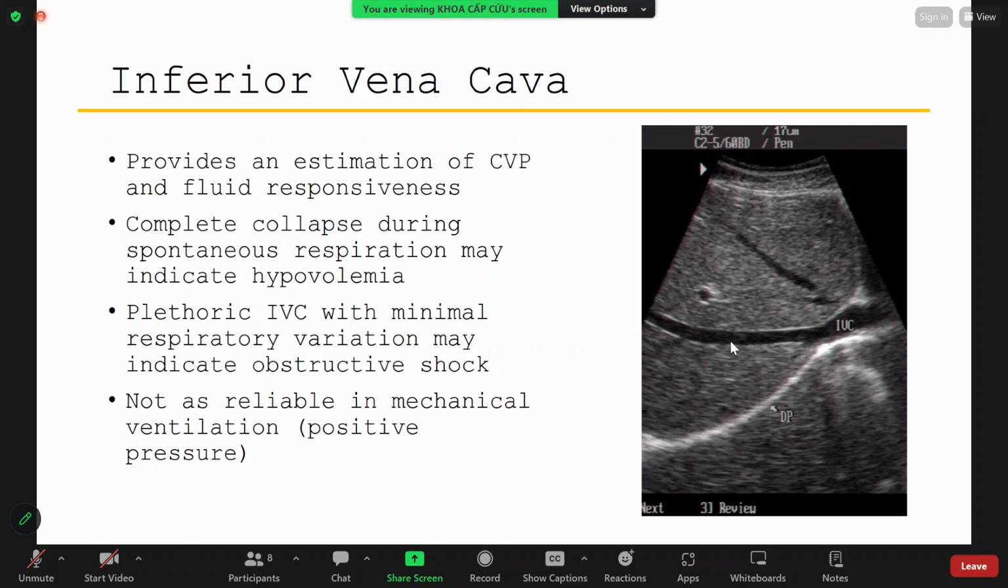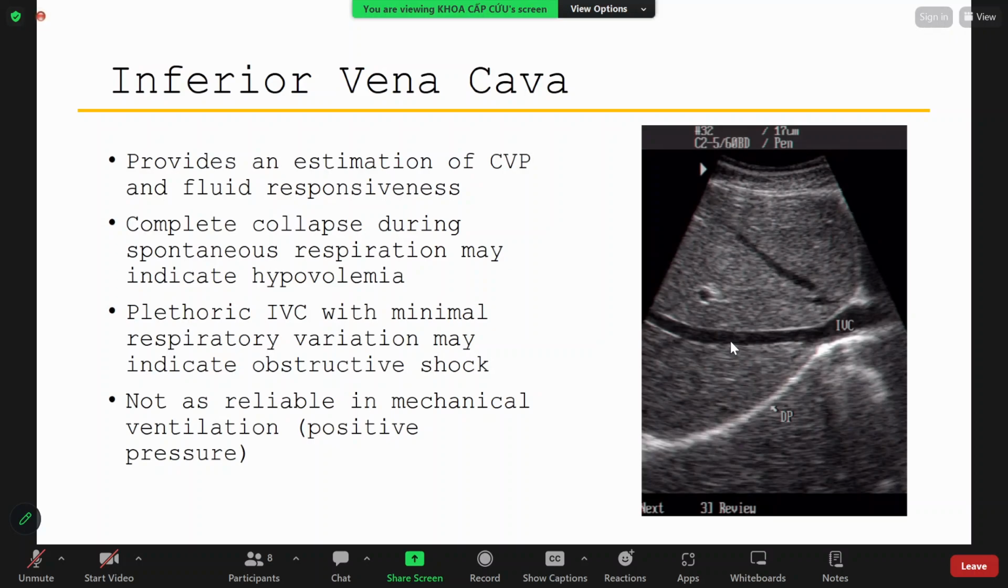However, when you have a patient with an obstructive shock, say with tamponade or pulmonary embolism, that pressure is not going to change as much, and all that blood that should be getting into the right heart and going to the lungs is going to get backed up into the IVC. So the IVC is going to look really big, and it's not going to change very much when that patient inhales and when they exhale.